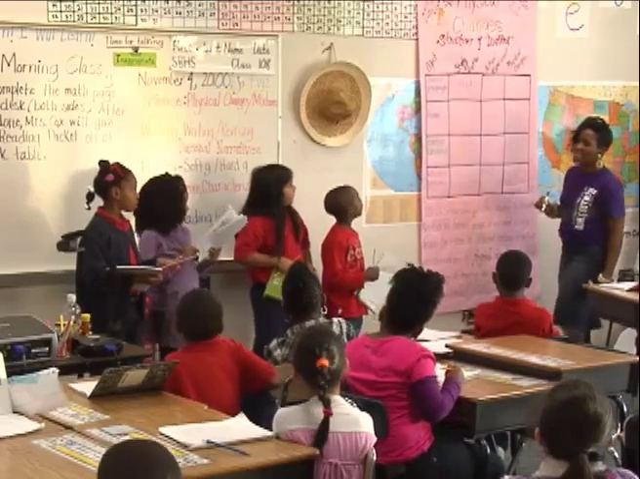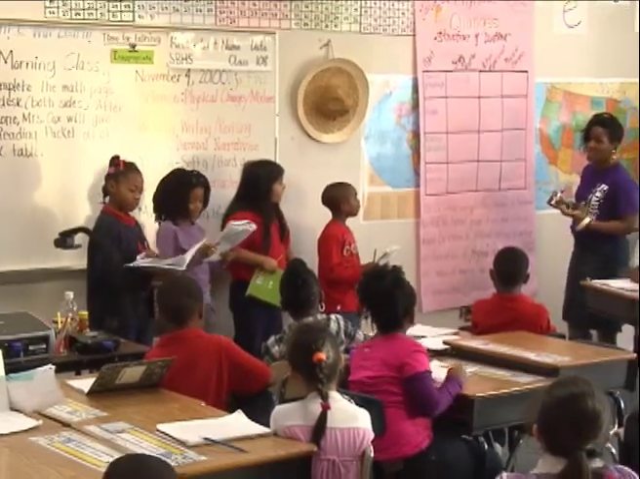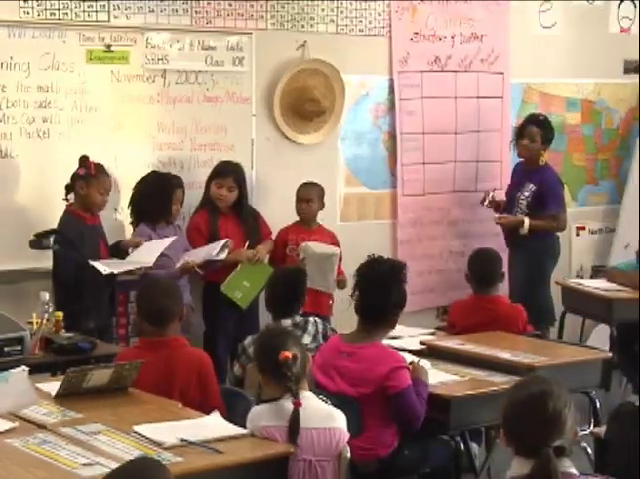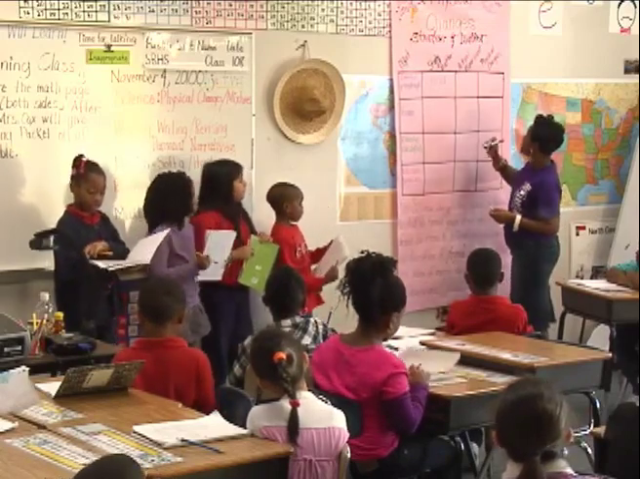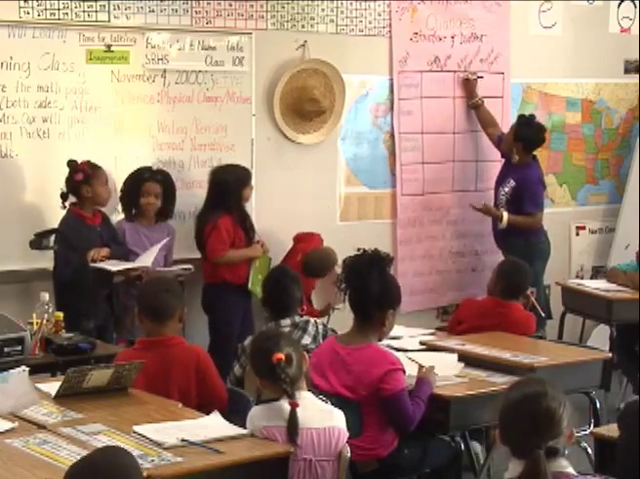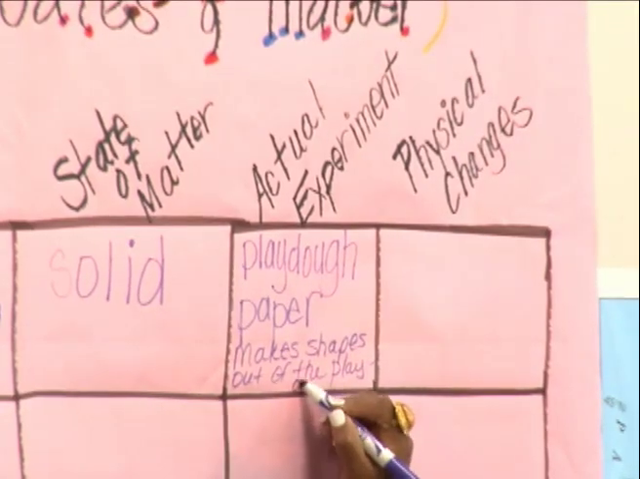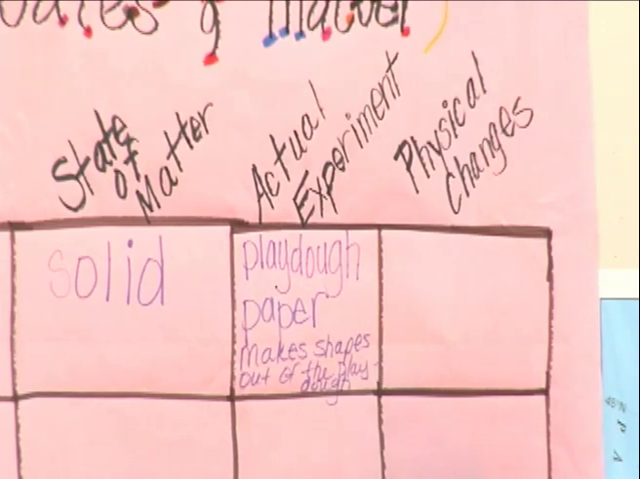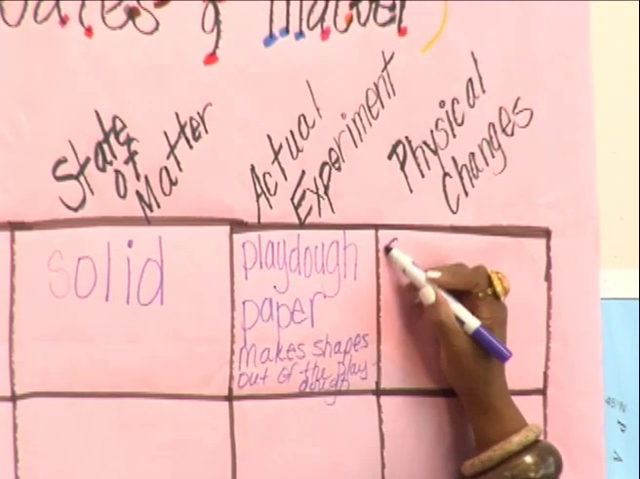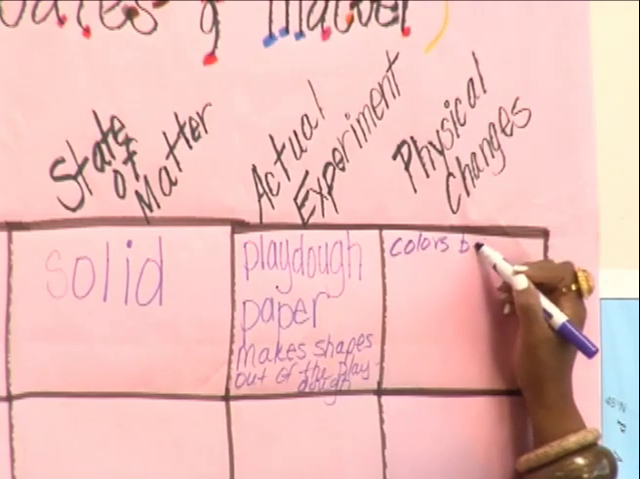Actual experiment. Tell us about the actual experiment. What did you have to do? You had to make the Play-Doh into different shapes. Okay. What were your materials? Tell us about the physical changes. What happened right before your very eyes? Tyreek. Colors began to change.